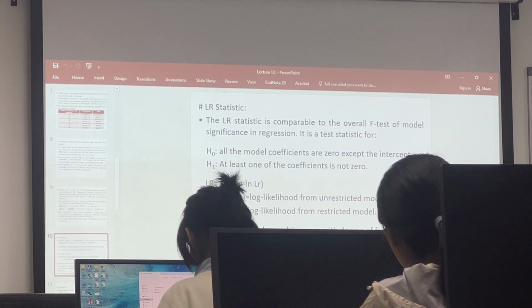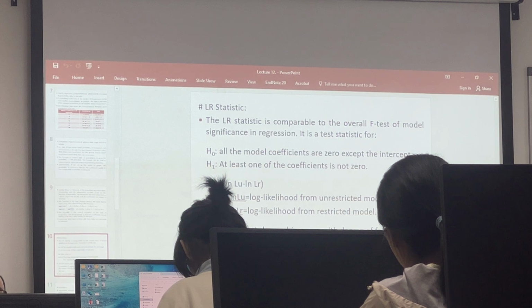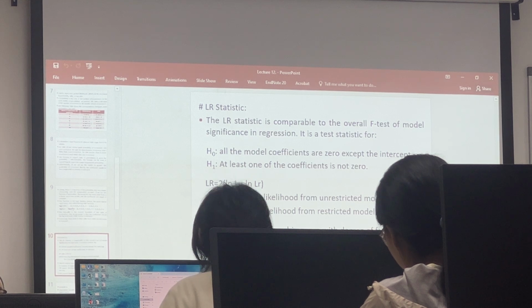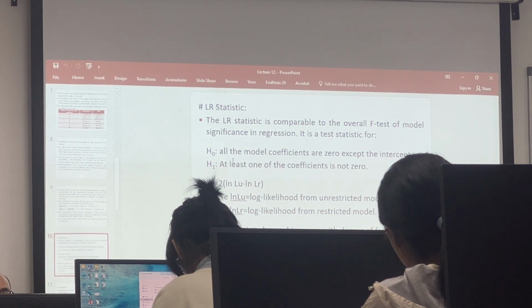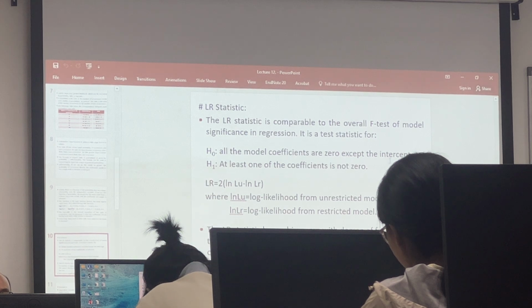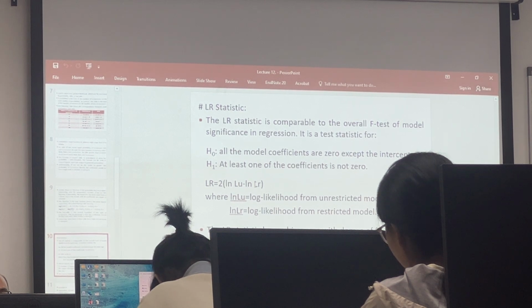Okay, so the LR statistic is comparable to the overall F-test of model significance in regression. It is just equivalent to the F-test. Here we are testing that all the model coefficients are 0 except the intercept, and the alternative is that at least one of the coefficients is not 0. So basically, it's the test statistic calculated using this formula.